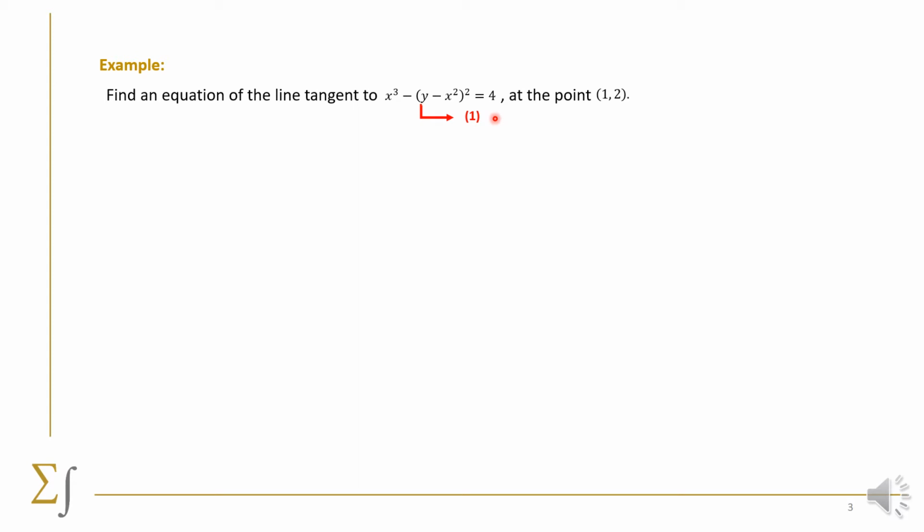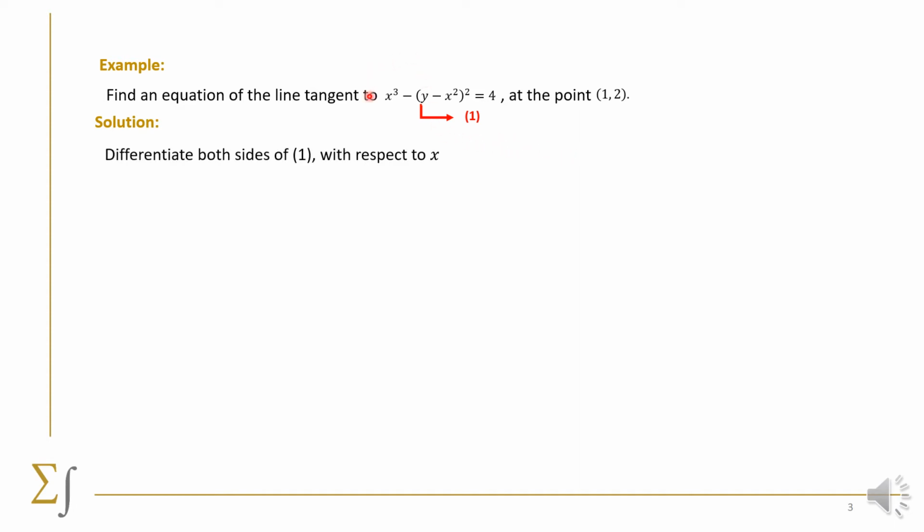Now we go to another example where we need to find the slope of the line tangent to the curve. The curve is an implicit equation, x cubed minus the square bracket y minus x squared all squared equals 4, at the point with coordinates 1 and 2. We call this equation 1 because we start our solution by differentiating both sides of equation 1 with respect to x.